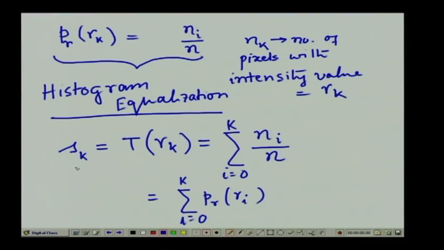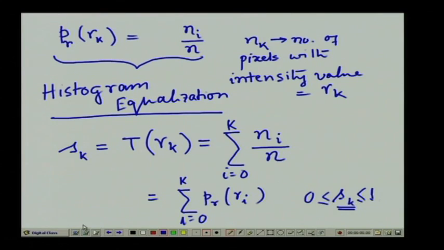Now, note that because the histogram defined as p_r(r_k) equal to n_i by n is a normalized histogram, every value of p_r(r_k) will be within the range 0 to 1. Similarly, when this transformation function T(r_k) gives us a value s_k corresponding to an intensity level r_k in the input image, the value of s_k will also vary from 0 to 1. So, the minimum value of the intensity suggested by this expression will be 0 and the maximum value will be 1.